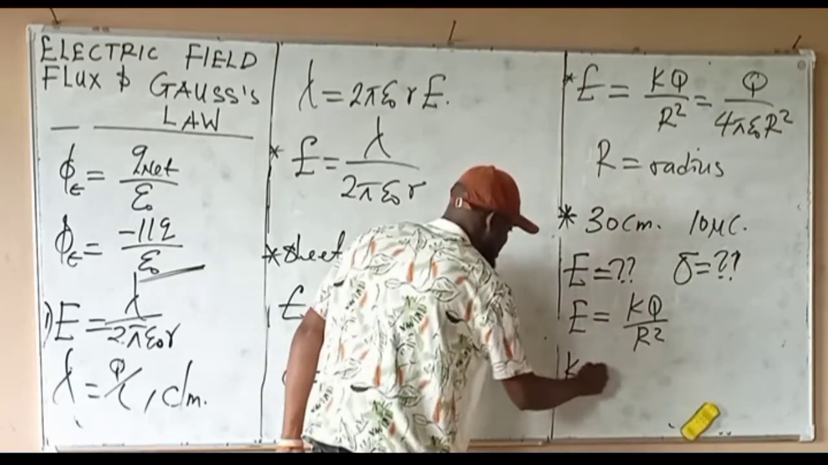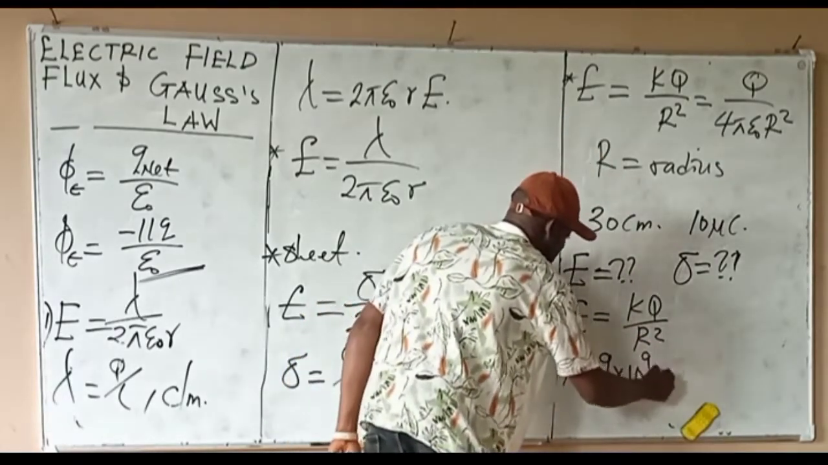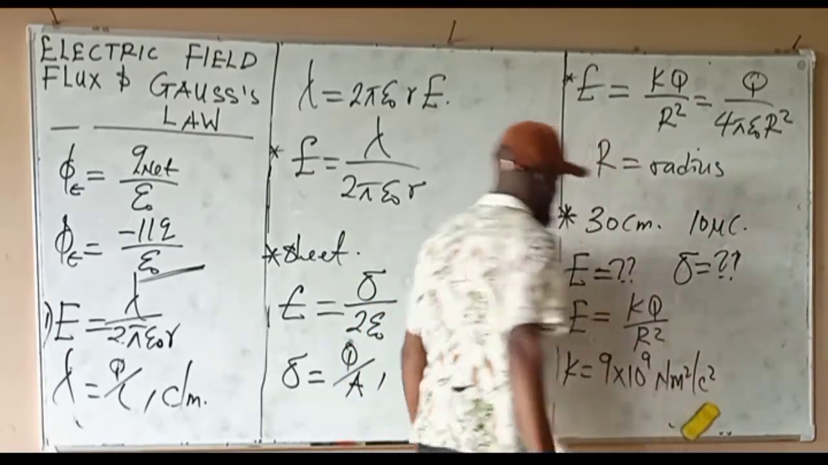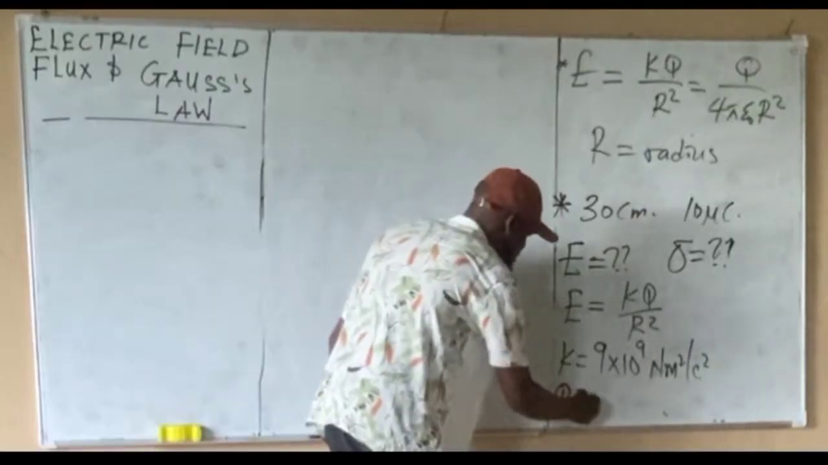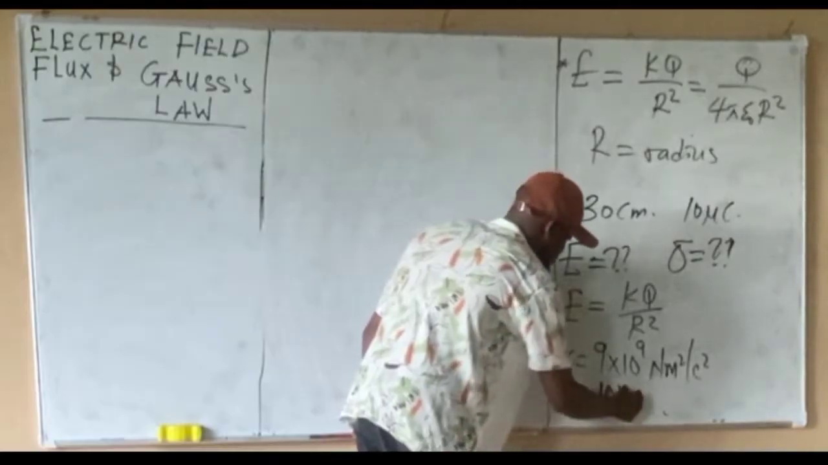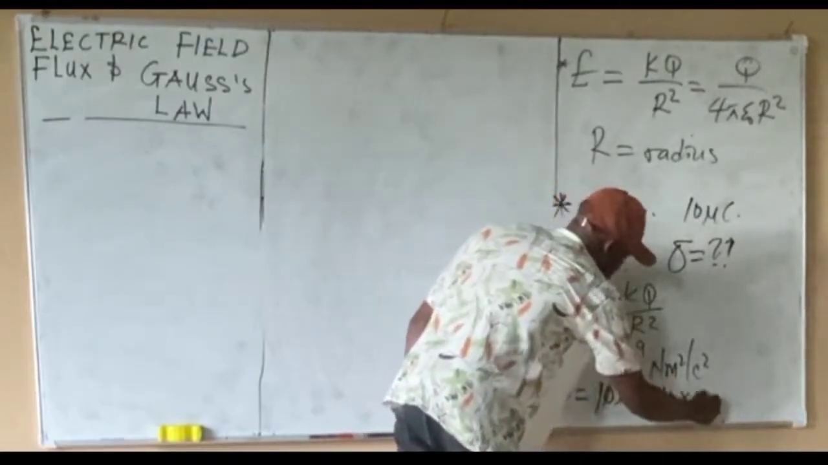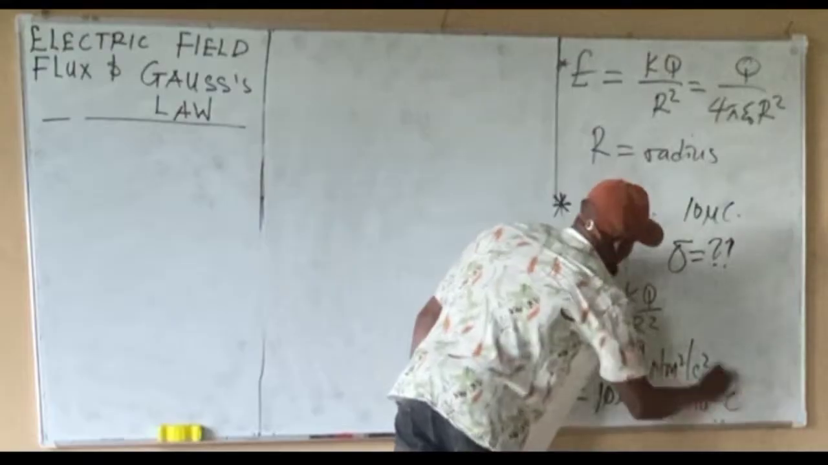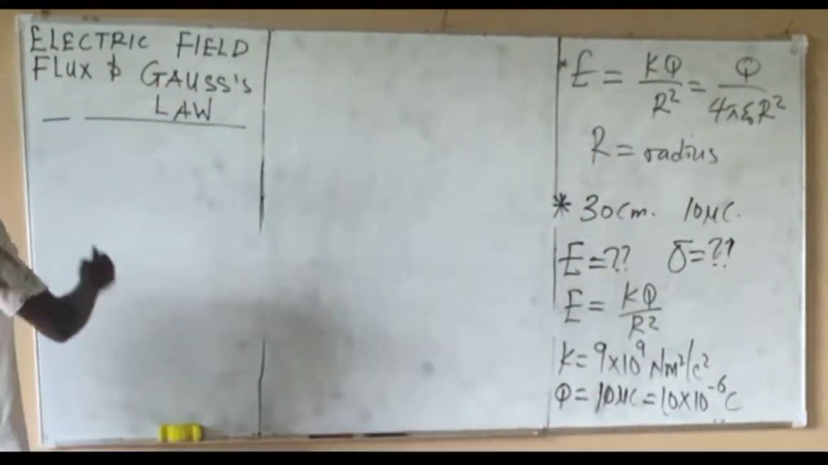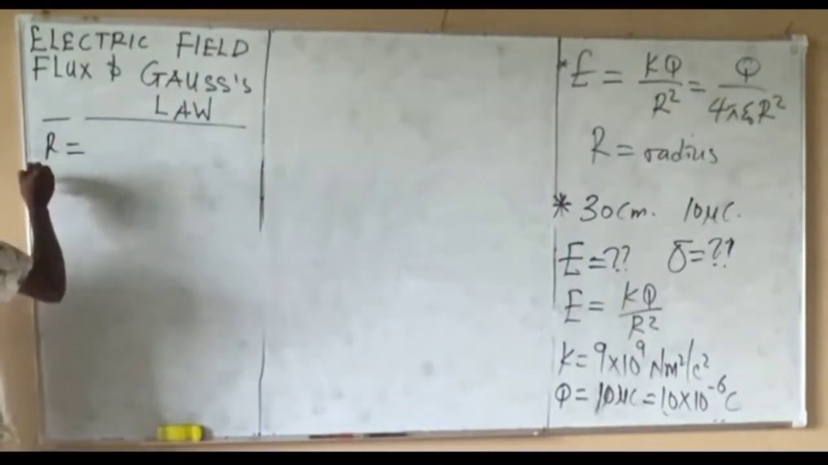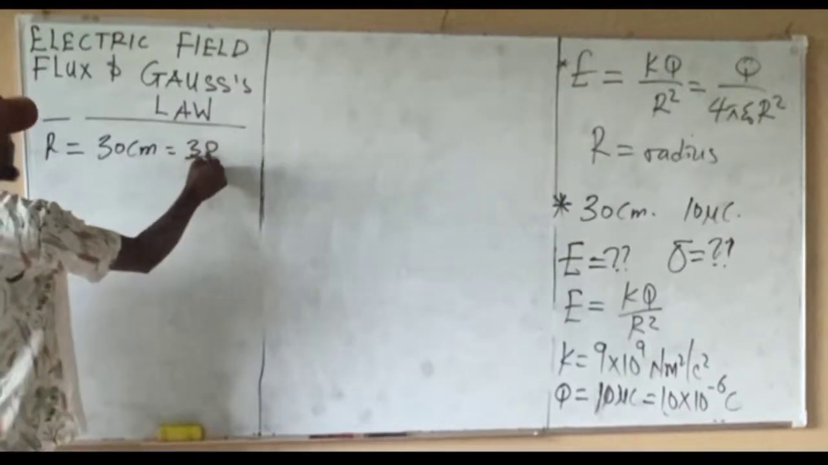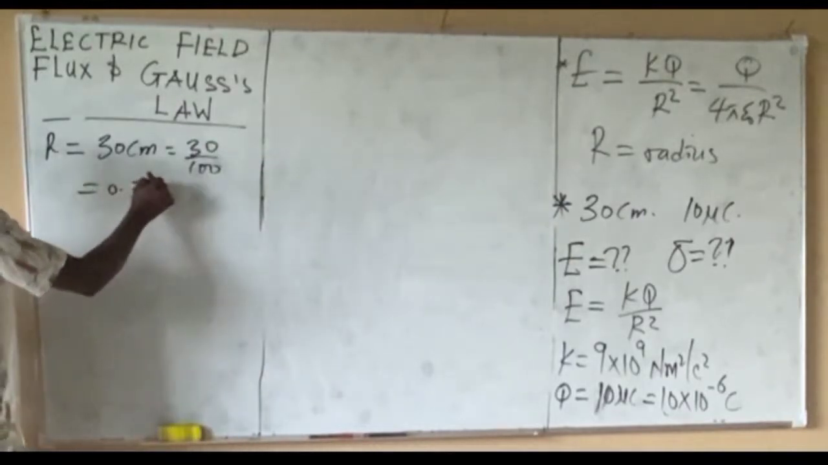Then k is 9 times 10 raised to power 9 newton meter squared per coulomb squared. Q is 10 microcoulomb, that is 10 times 10 raised to power minus 6 coulomb, because micro means 10 to the power minus 6. And our radius is 30 cm, which is 30 over 100, that gives us 0.3 meters.